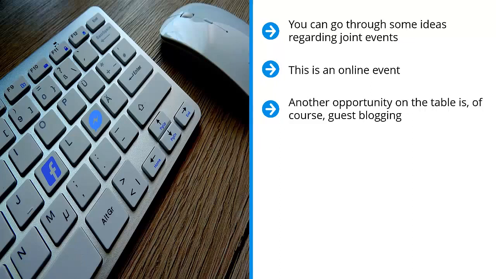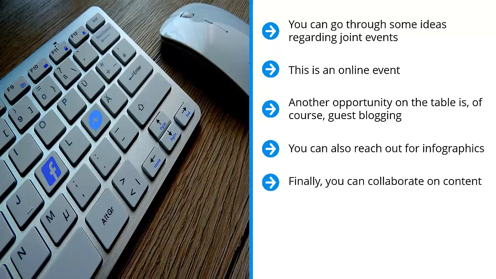You probably don't need me to remind you of how value-packed this is. Not only do you get eyeballs to your link, which can produce direct traffic, but you also get tremendous search engine optimization benefits if the partner has a high-value blog. You can also reach out for infographics. This means you create an infographic and you get the admin to post the infographic on their blog with a link back to you. Again, this boosts your SEO chances. Finally, you can collaborate on content. This is custom content intended for both your audiences.